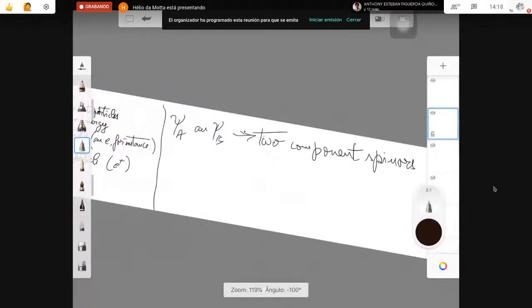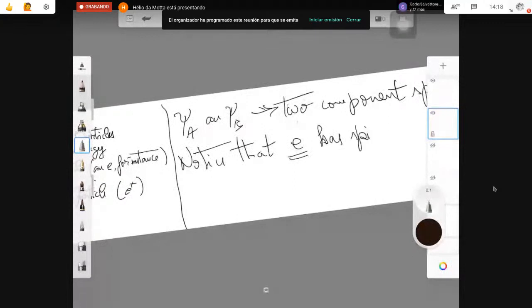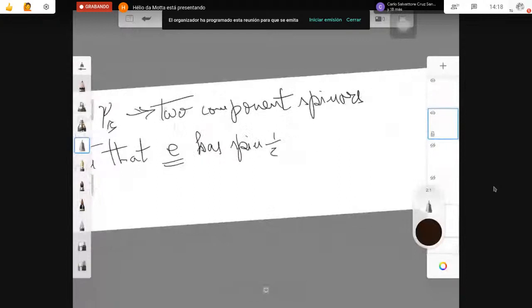Notes. E stands for the electron. S, spin half.